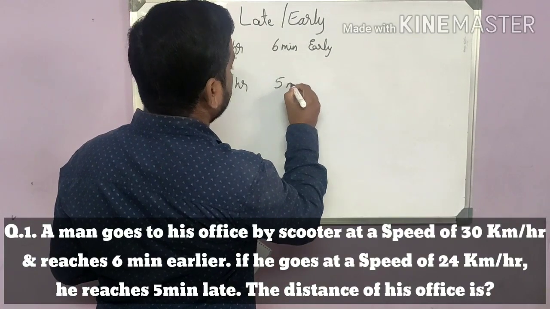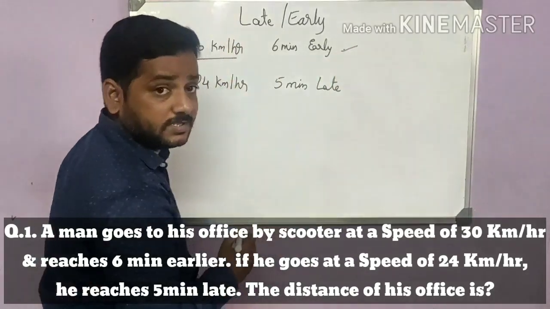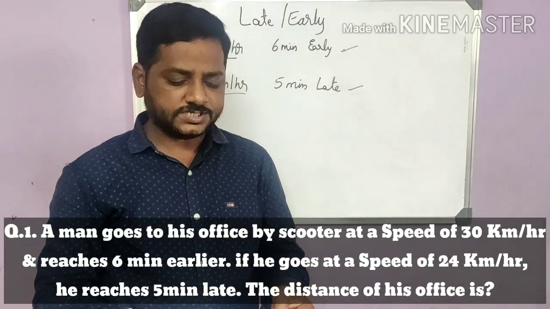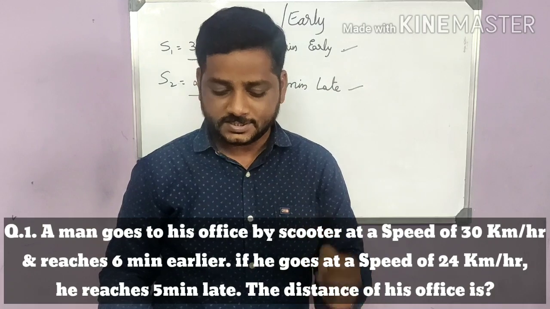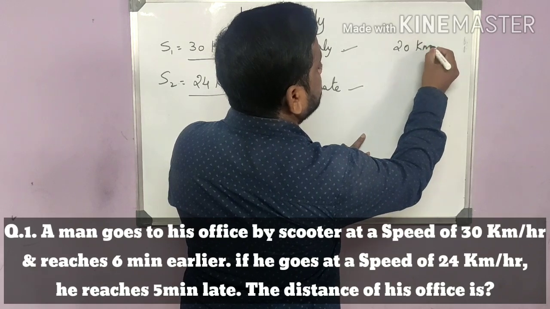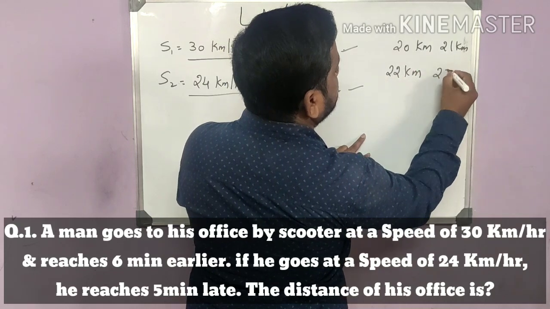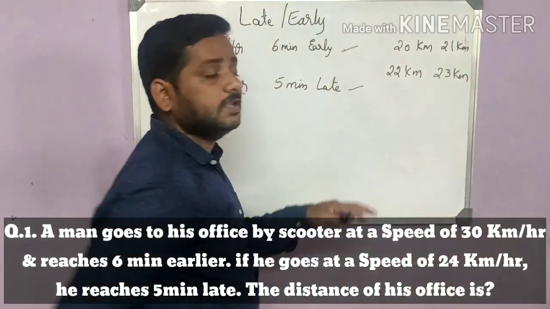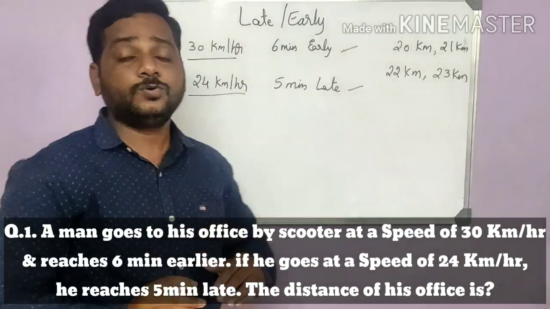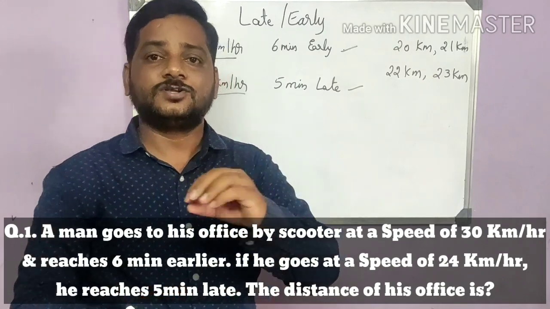So let me note it down: 5 minutes late. In the first case he is reaching early, and in the second case he is reaching late. Now, what is the distance to his office? That's the question. The options are 20 km, 21 km, 22 km, 23 km. You just need to find the correct one. Now let's see how to solve this kind of problem traditionally, and after that I will tell you the simple way, the shortcut method.